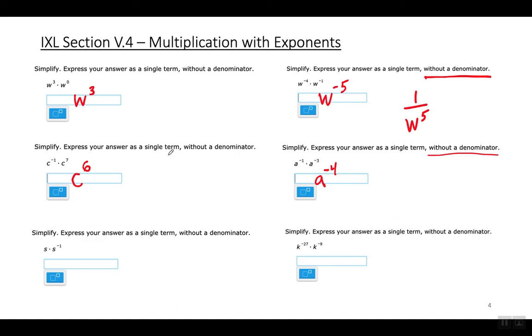Alright, this one, when I add, okay, look at this one. This one's interesting. There's no number here, so if there's no exponent, it's understood that there's an invisible 1 right there, okay?